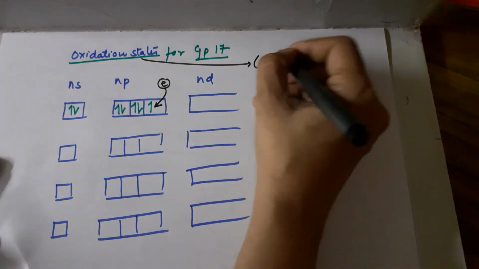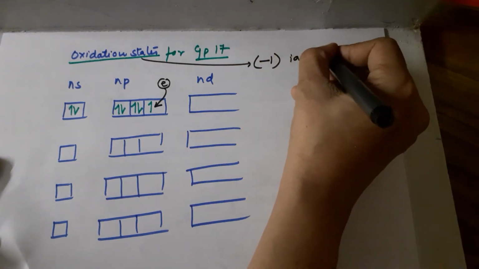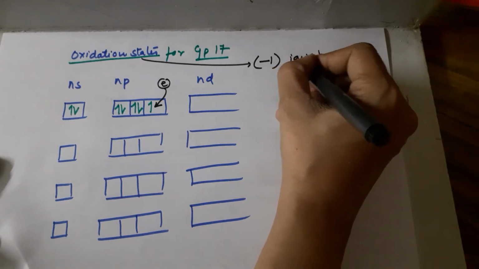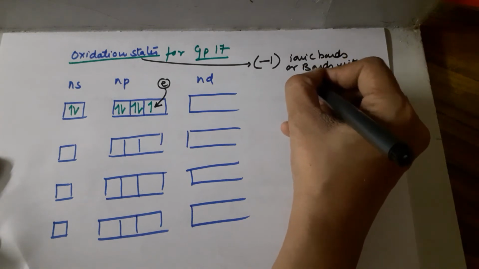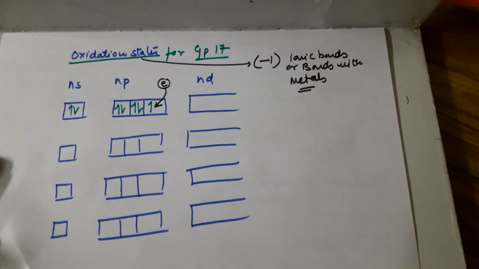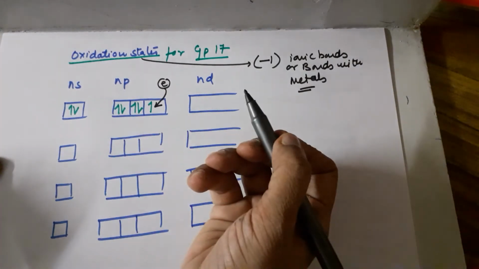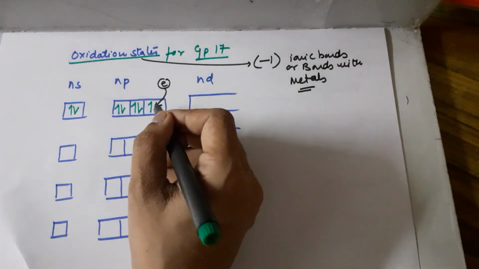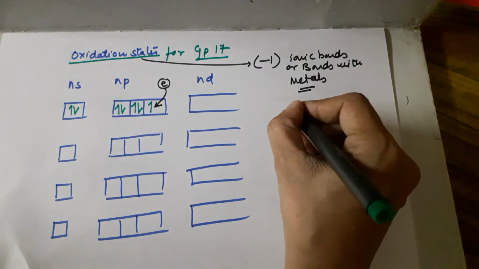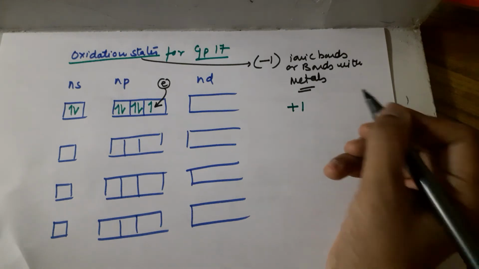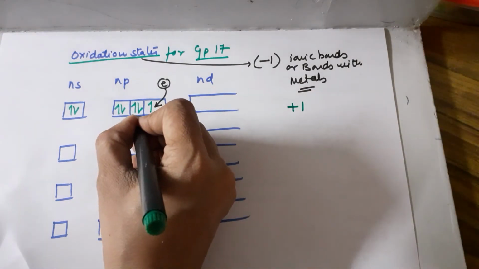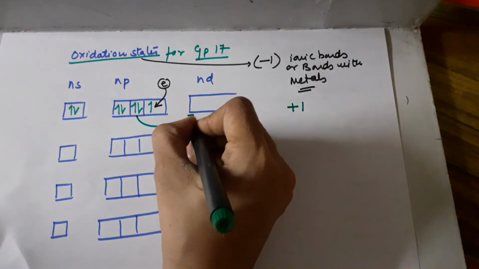Now this is true when you are talking about ionic bonds where electrons are given, or bonds with metals where metals can give the electrons. But in case the bonding is with non-metals, that is when there are covalent bonds being formed, then what happens? Then there would be electron sharing. So if the electron sharing happens, then the oxidation state can also be +1 if it is with a more electronegative atom. Beyond this, there can be unpairing of the p electron into d.